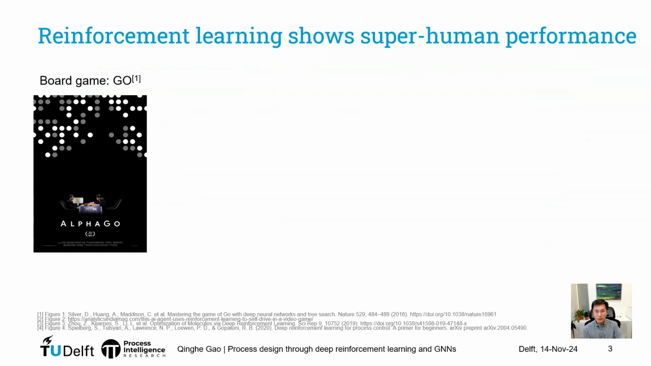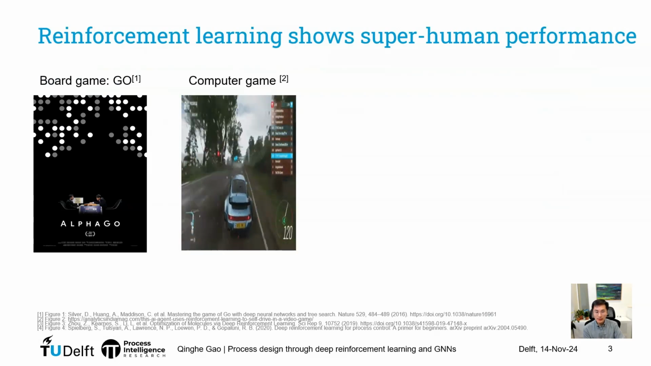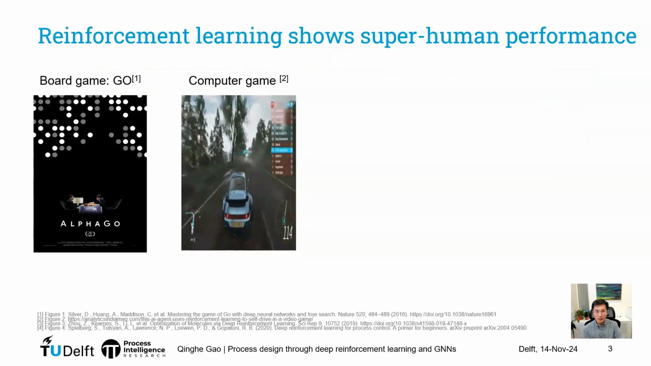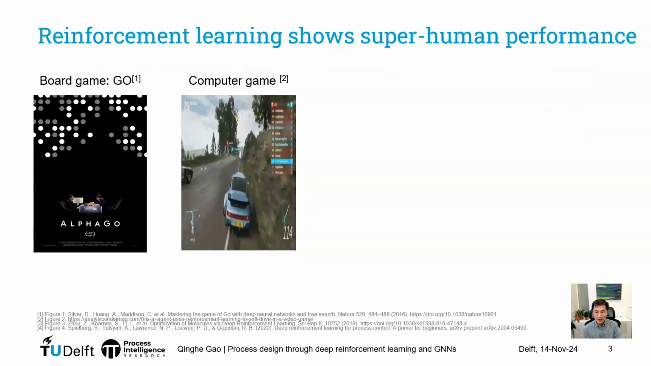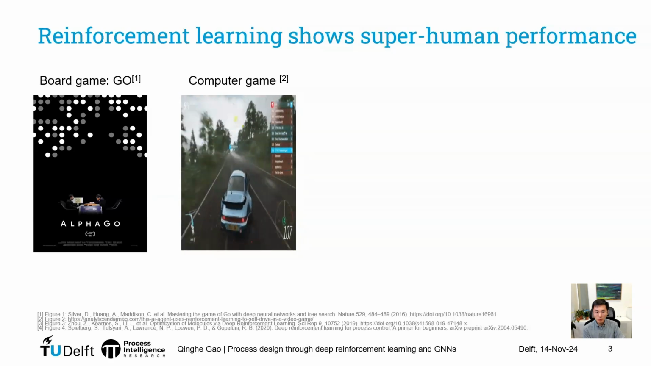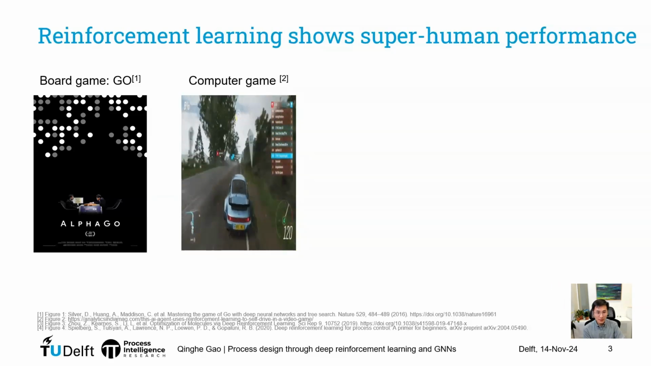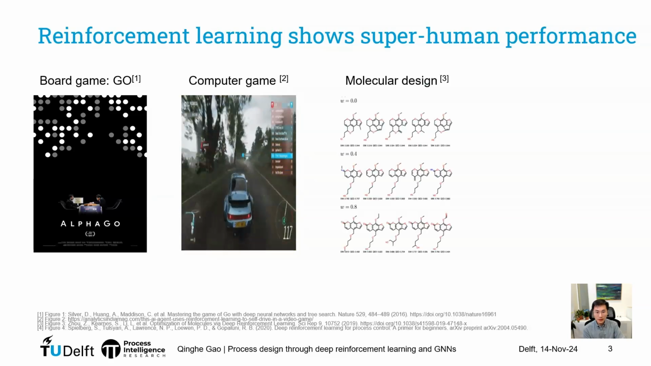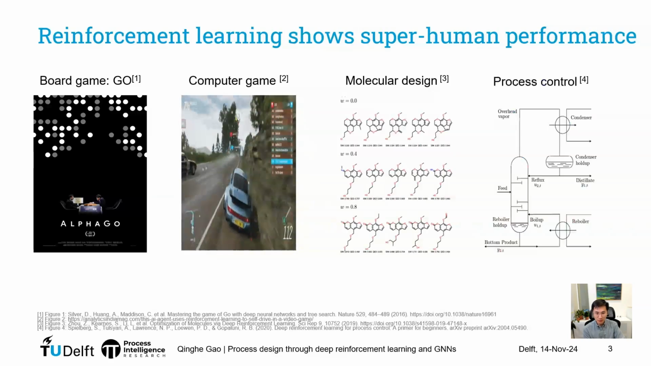Reinforcement learning has been utilized in many domains, such as the board game Go. DeepMind invented a reinforcement learning agent that showed superhuman performance in the Asian Chinese board game Go. Some game companies such as Ubisoft also utilize reinforcement learning in some computer games. In the chemical engineering domain, reinforcement learning has also been utilized for many tasks, for example, molecular design and process control.